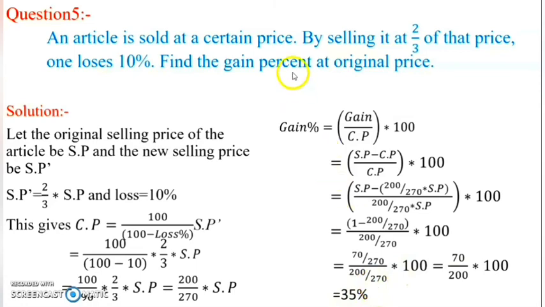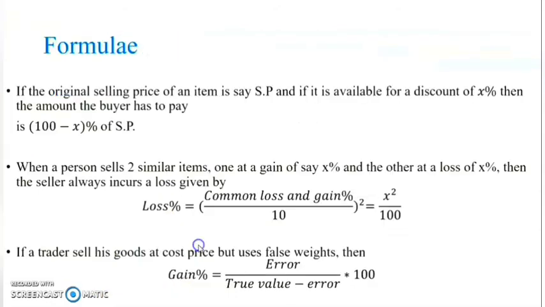That is, the required gain percentage is 35, which means that the gain percent is 35. So these were all the different problems using the formulas which I have already given in the list. Now let me go to the remaining important formulas here. There are three formulas, and depending on that, I will be doing the problems later on.